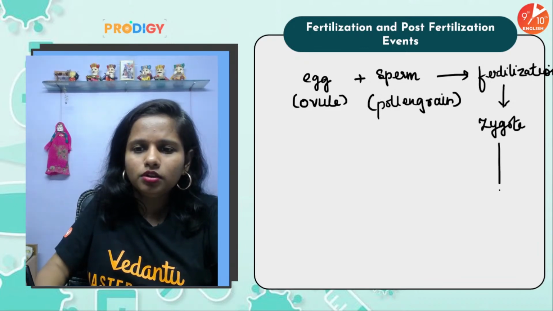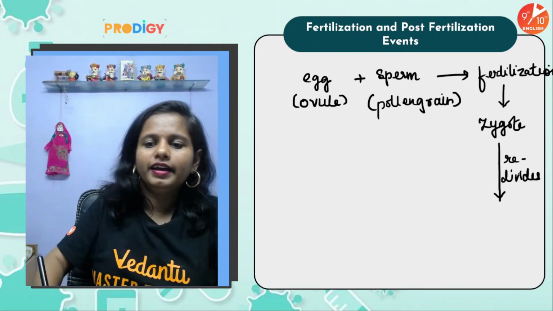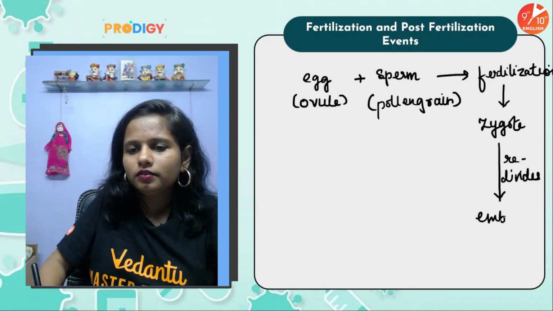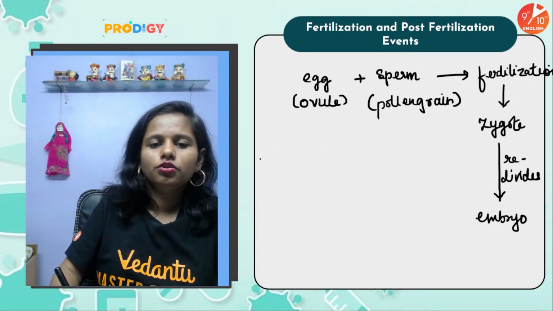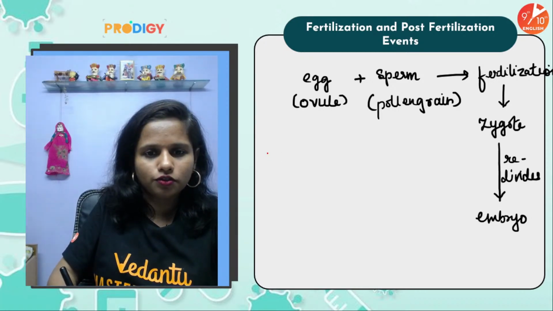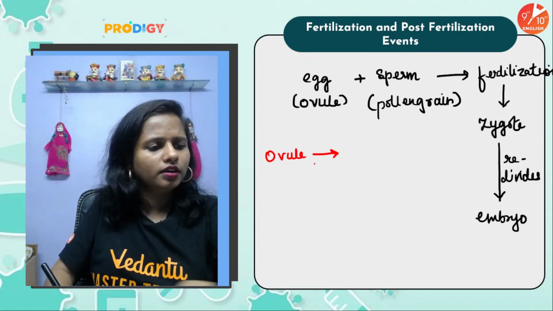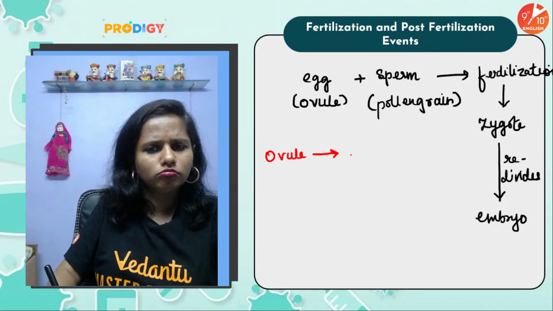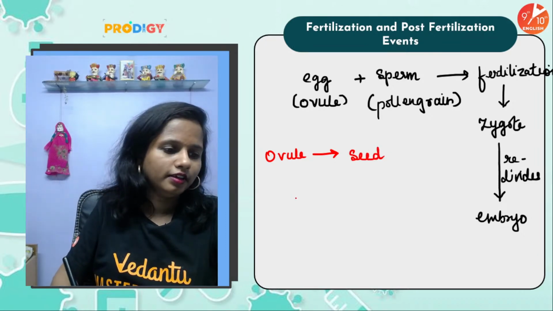Now fertilization leads to formation of zygote. Now the zygote divides and redivides, and it forms an embryo, right? So post-fertilization, the ovule transforms into seed.